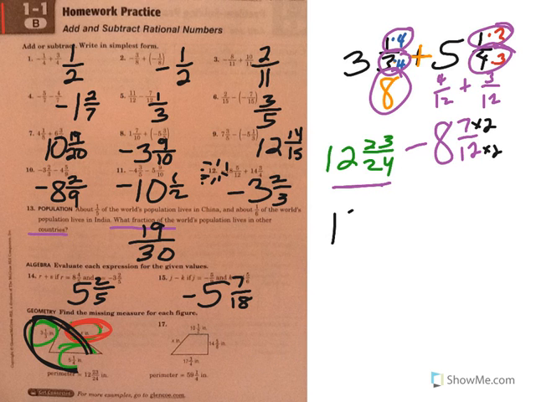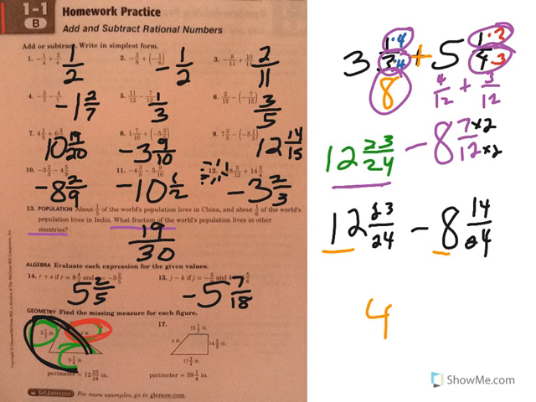And that's going to be 12 and 23/24 minus 8 and 14/24. It's going to get us 4. Ooh, careful, careful, careful. Okay, so this should be okay, even for the different signs. 12 minus 8 is going to be 4.